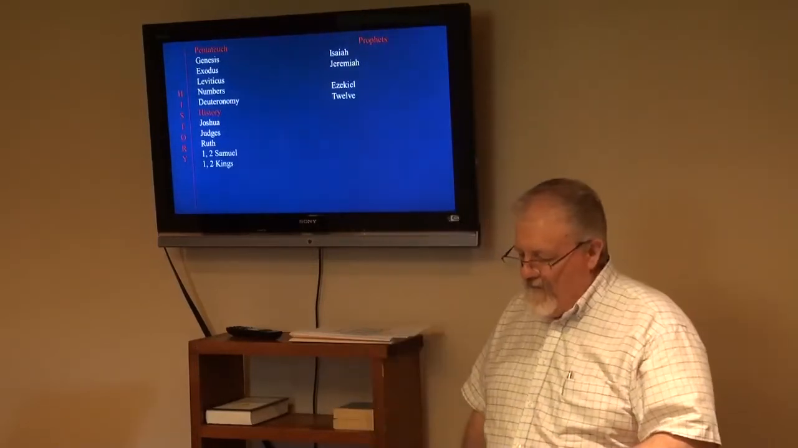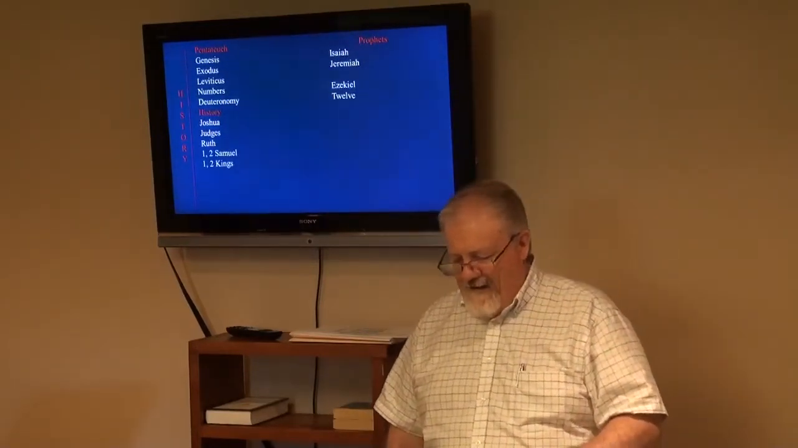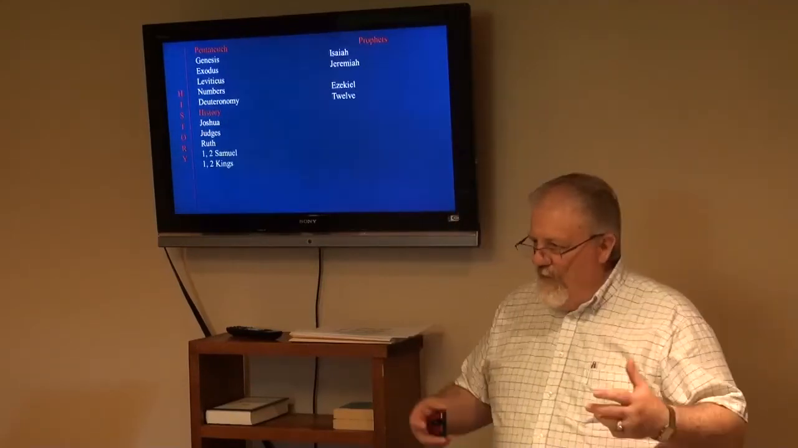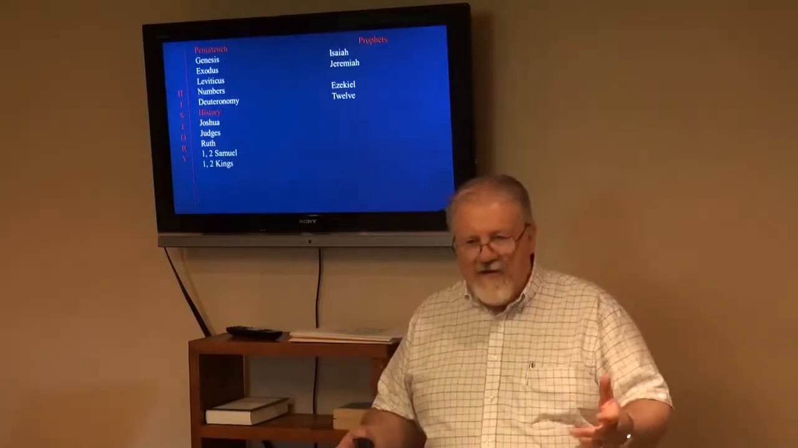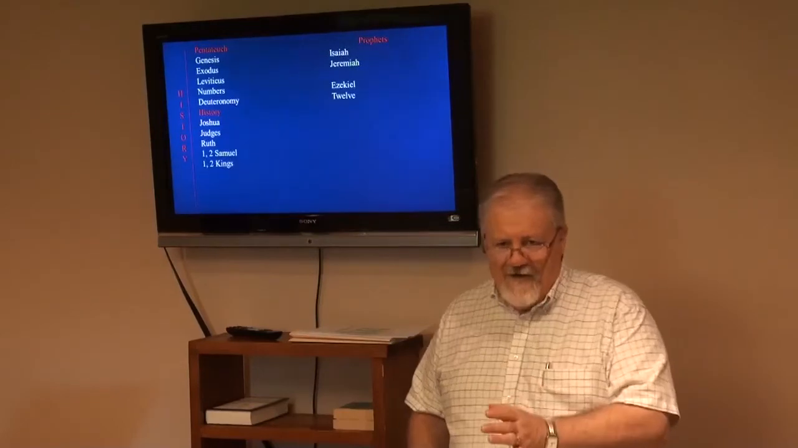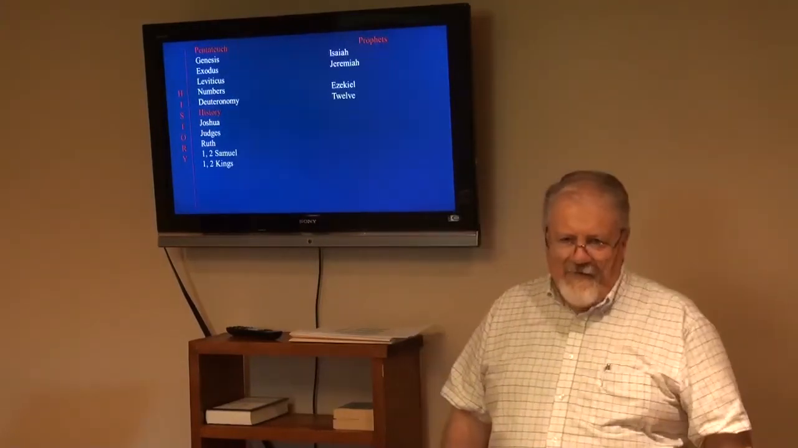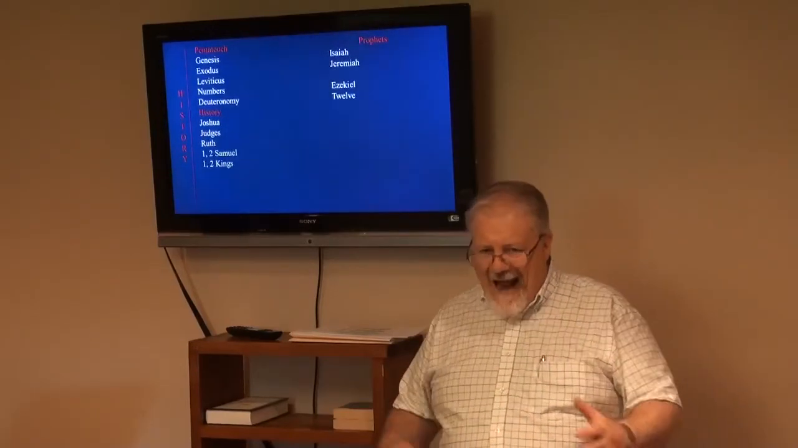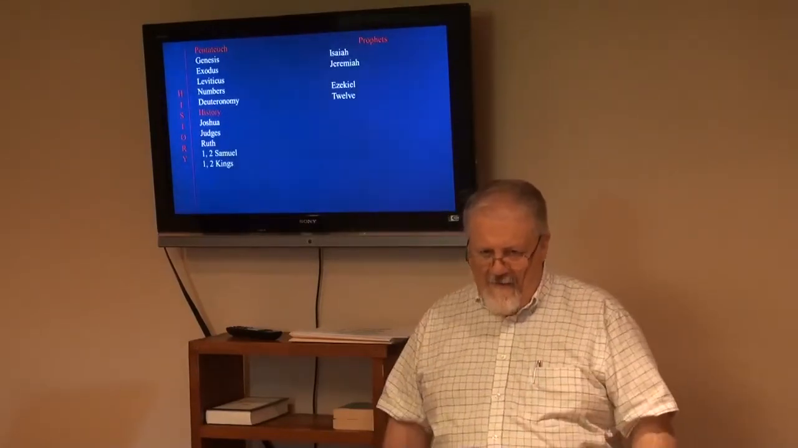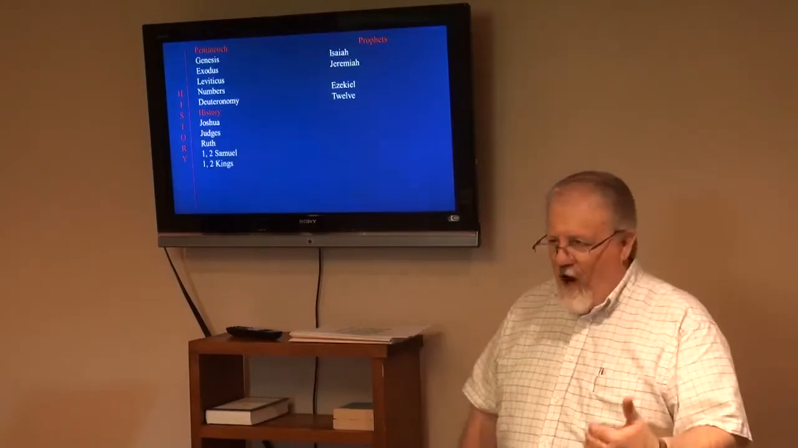So now we have Psalms, Job, Proverbs, Song of Solomon, and Ecclesiastes. So what are all of these books? How would you classify them? What type of literature are these books that are left? Poetry. They're definitely poetry. All right, so we can keep them together and classify them this way. So now what order are we going to put them in?